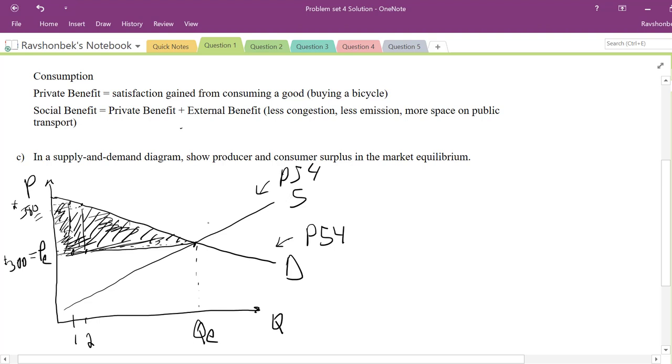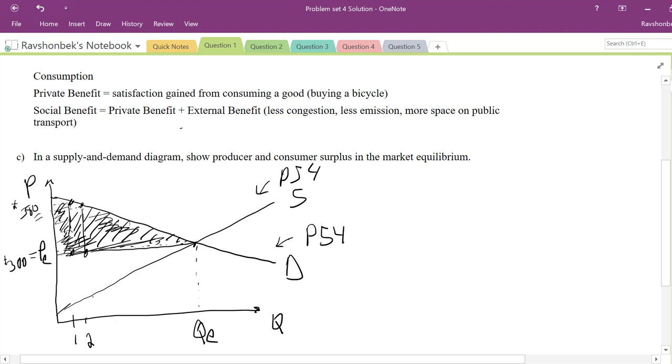Now, by definition, if you define it properly, consumer surplus is basically the difference between what a consumer is willing to pay and what they actually pay for the product, yeah? So the difference is consumer surplus. Now you were willing to pay £380, but you paid £300 for the device.